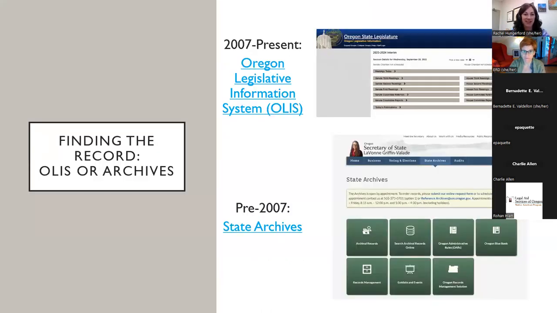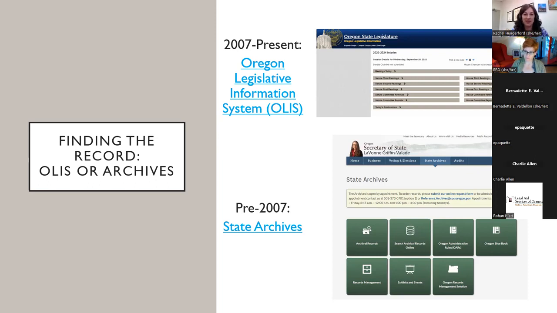Once you know that, you're going to be going to one of two places. And I always not so secretly hope that I'm going to OLIS and not to the state archives, but it depends on the age of your bill. So I suspect this will eventually change, that archives or the legislature will eventually put more and more things online.